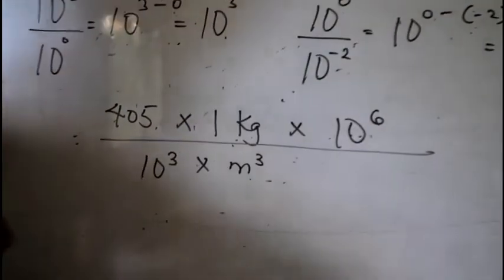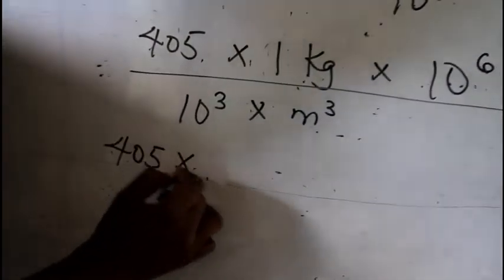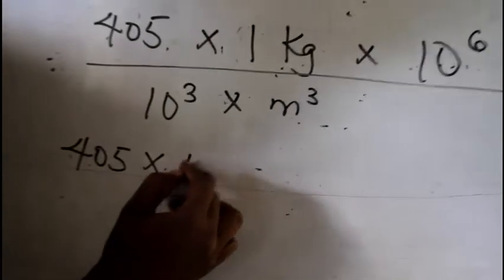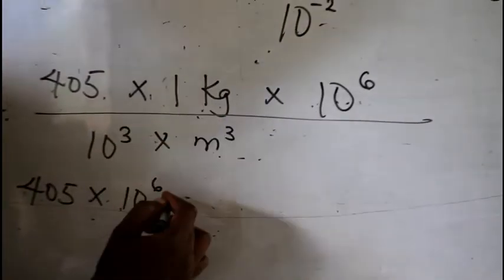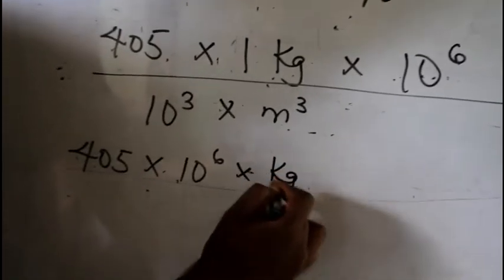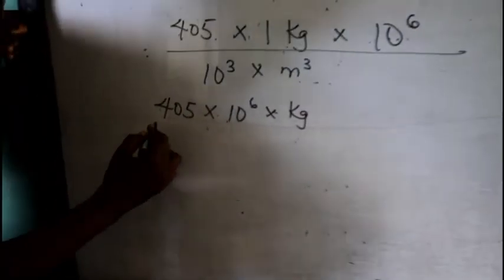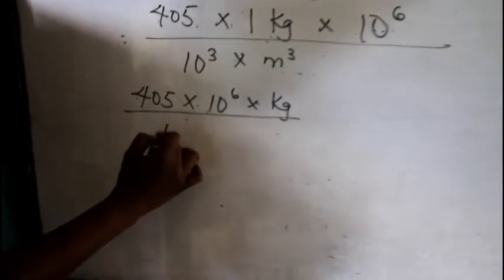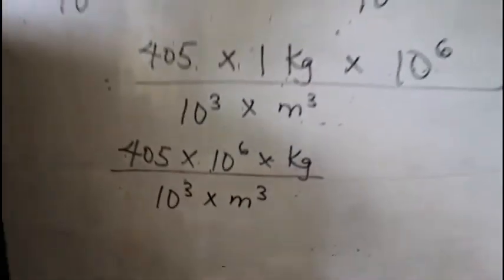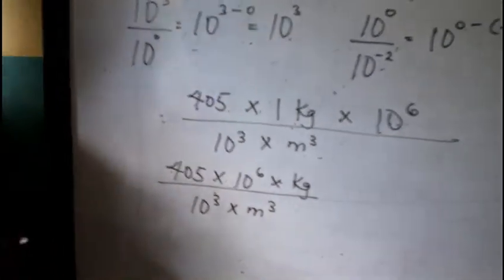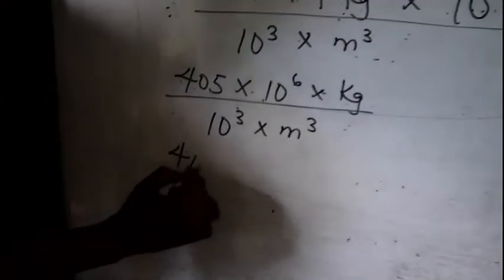So therefore, you can do your mathematics from there. 405 multiplied by 10 raised power 6. This one can be times kilogram, because 1 is just something neutral. Over 10 raised power 3 times meter cube. So therefore we can expand. Please, I don't want to assume that you know. Take it step by step. You have not gotten to that professional state.